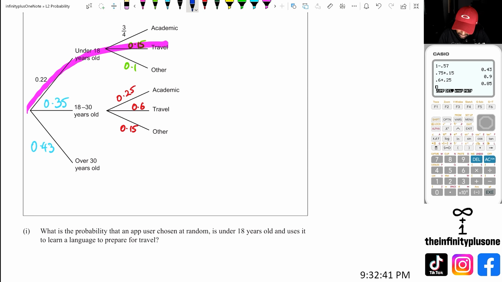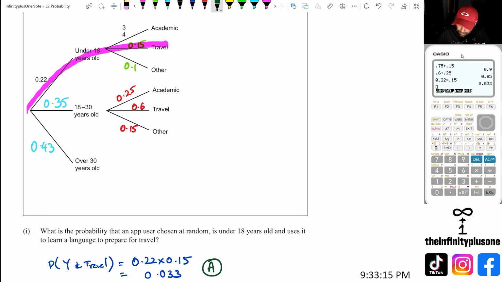So that's going to end up with 0.22 times 0.15. That's going to give me 0.033. And I'm just going to write this here, probability of youth and travel. So that's going to give me an achieved grade.